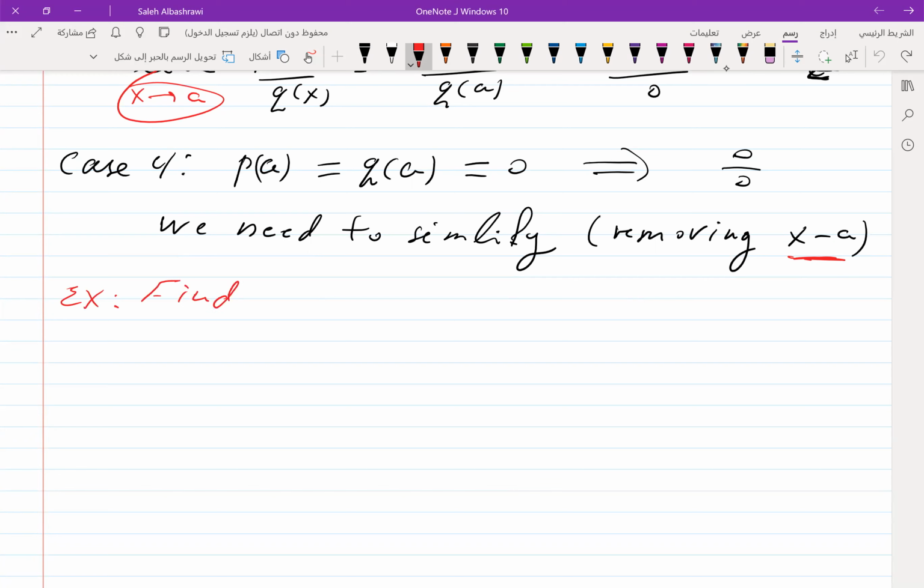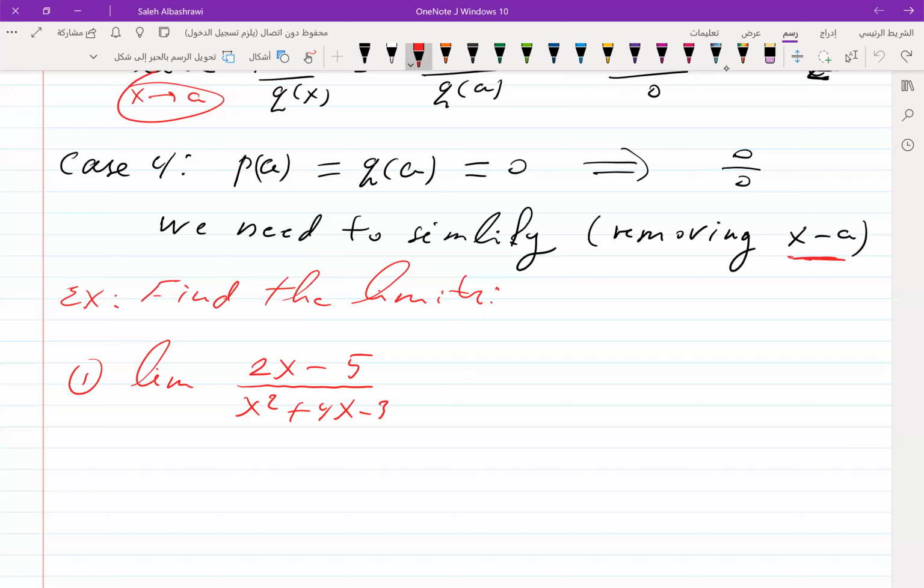Find or compute the limit. Number 1, limit of x minus 5 over x squared plus 4x minus 3 as x goes to, let's say, 2. I have a rational function, so it is a polynomial divided by another polynomial. So first step, try to substitute. Replace x by the given number. Replace x by 2, and then you can decide which case it is. Is it the case number 1, 2, 3, or the fourth case?